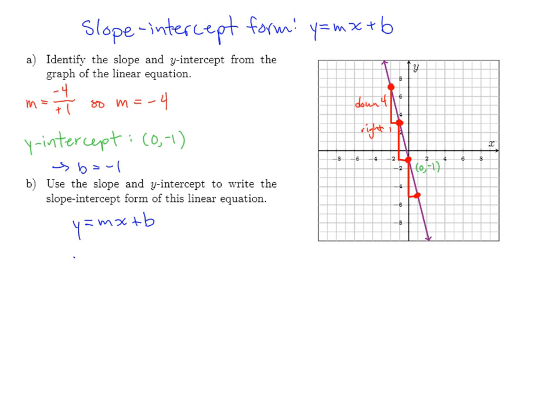So in writing out the slope-intercept form for this equation that's graphed, I have a -4 for m, so I have y = -4x. And then I have -1 for b, so I'll add -1, and then when I simplify that, I'll write -4x - 1. So the algebraic form of the linear equation we see graphed is y = -4x - 1, and that's written in slope-intercept form.